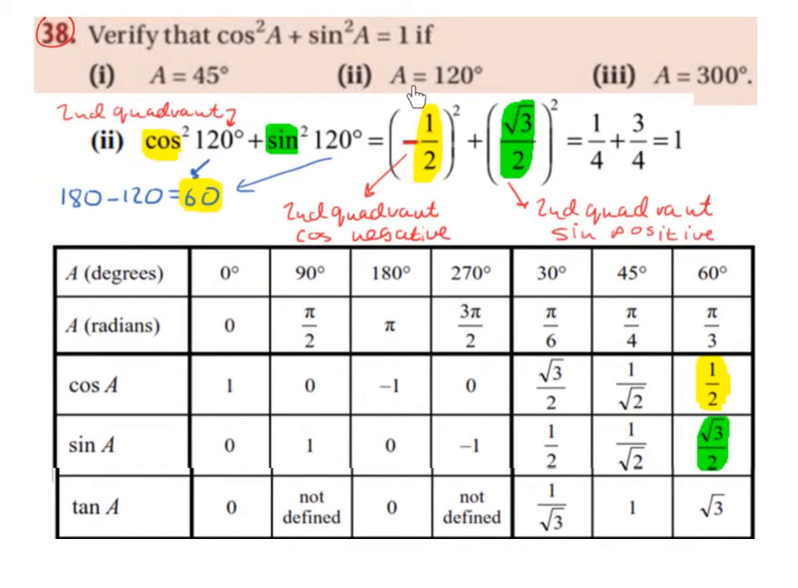Now let's try a equal to 120 degrees. So we change cos squared a for cos squared 120 degrees, and sine squared a for sine squared 120 degrees. Now 120 degrees lies in the second quadrant. So we're going to do 180 degrees, take away 120 degrees, leaves us with 60 degrees.